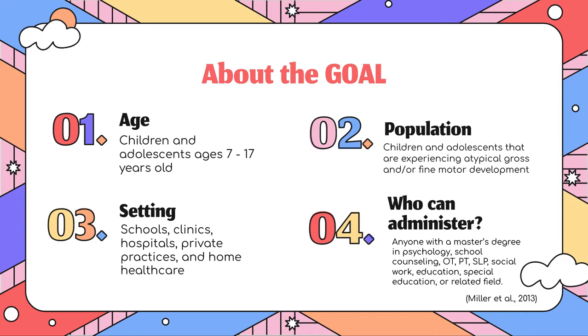About the GOAL. The GOAL is for children ages 7 to 17 years old that are experiencing atypical gross and/or fine motor development limitations. It can be administered in schools, clinics, hospitals, private practice, or home health. In the school setting, the GOAL can help determine eligibility for special services and inform planning for OT and PT interventions. The GOAL can be administered by anyone who holds a master's degree in psychology, school counseling, OT, PT, SLP, social work, education, or a related field.